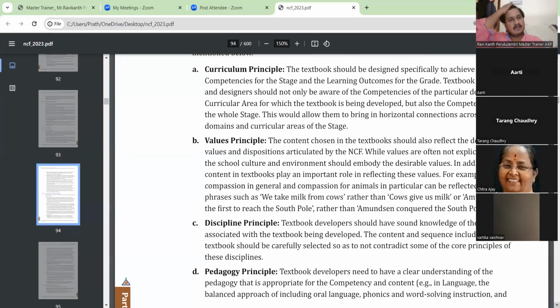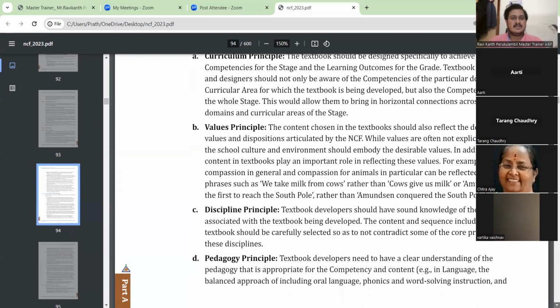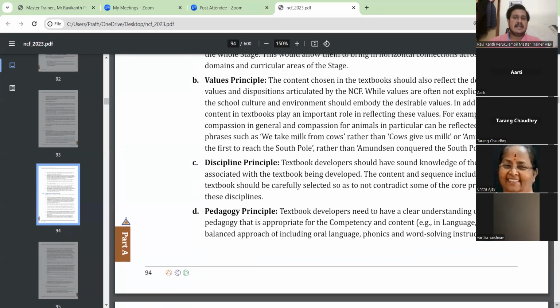So it is better that you can even go stage-wise with textbooks also, like we have done that. For foundation stage, we have chosen one particular series, and for preparatory level, we have chosen one particular series. This would allow them to bring in horizontal connections across the domains and curricular areas of the stage. Value principles. The content chosen in the textbook should also reflect the desirable values and dispositions articulated by the NCF. It should keep in mind the values and dispositions which are given in chapter 1.